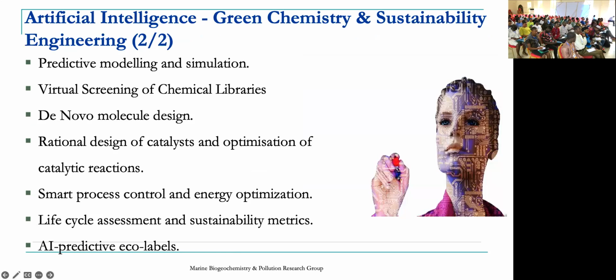First is predictive modeling and simulation. AI-powered predictive modeling and simulation techniques and algorithms, if harnessed, can enable our researchers to analyze complex chemical reactions and materials at the molecular, even at atomic levels. These will allow them to predict the properties and behaviors of new compounds and materials without the need for extensive experimental testing.